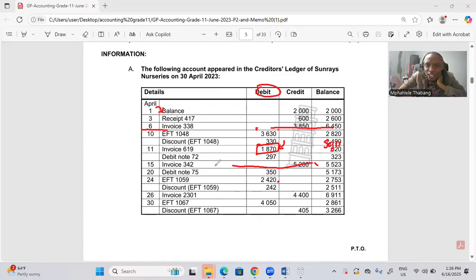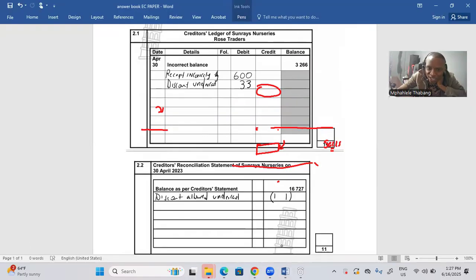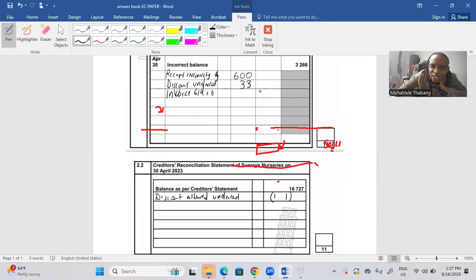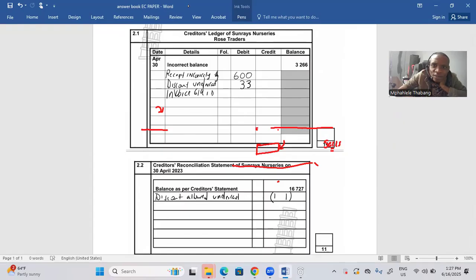Invoice 619 incorrectly debited. So I'm going to go to the creditors ledger and say invoice 619 incorrectly debited. I don't have enough space. So if it was incorrectly debited, we are going to remove it by putting in the credit entry. So I'm going to credit 1,870.